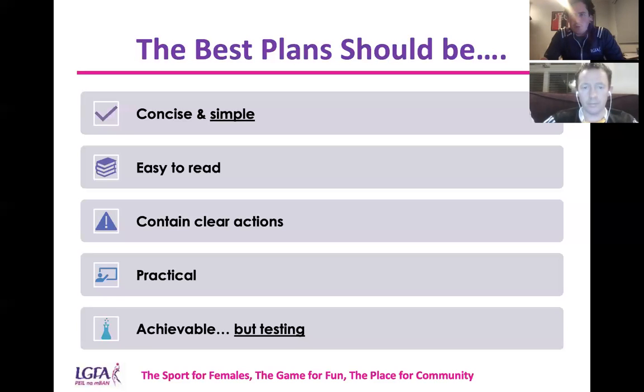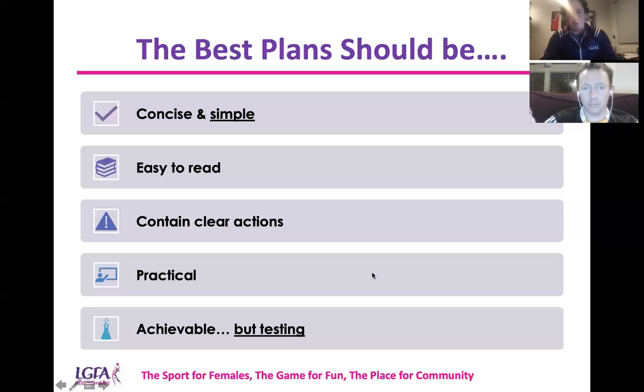And last but not least, it should be achievable, but it should be testing. It's no good saying we want to win every trophy under the sun, because that's not practical. But the other way, it's no good saying we just want to keep ladies football going in the area, because you go out and put a jersey on 15 players and you've achieved that. So you want it to be achievable for your club, but testing. You don't want it to be easy. You don't want it to be just doing the same thing you've always been doing, because you'll not get different results that way.